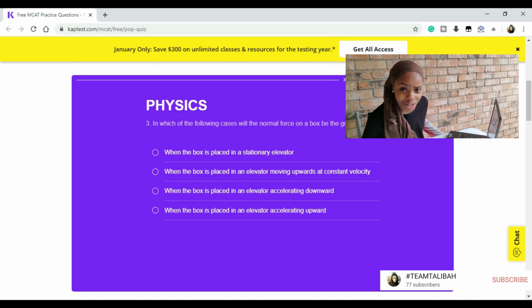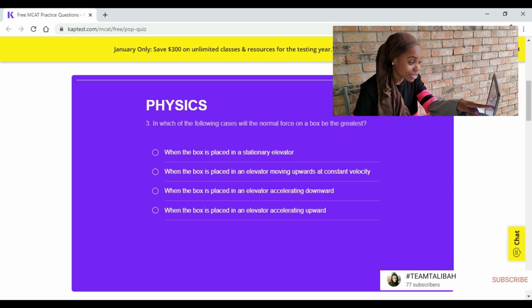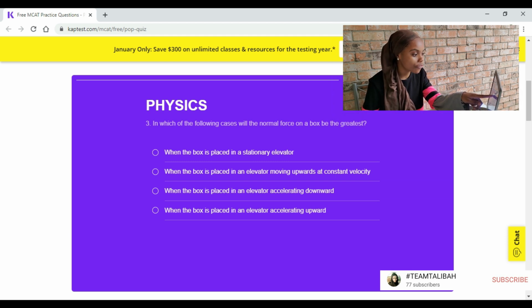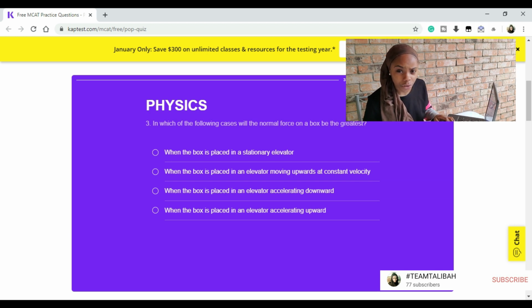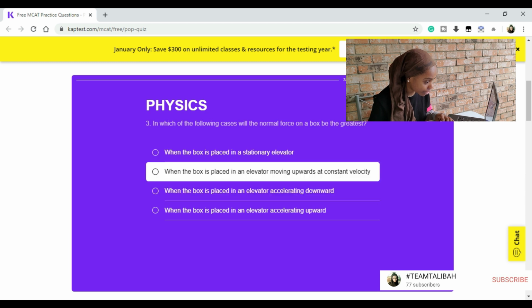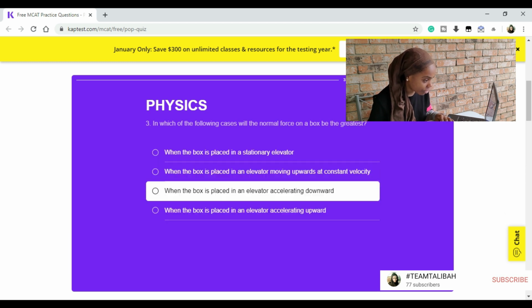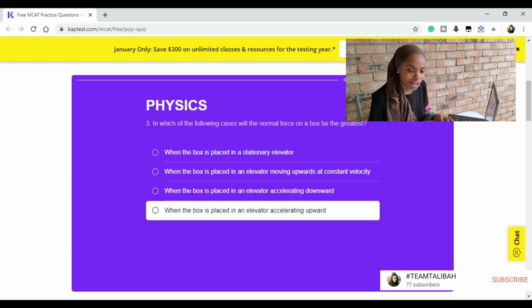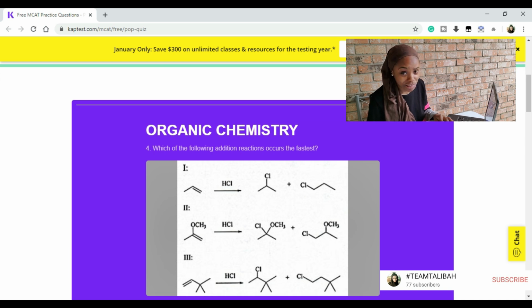Okay, so question 3 talks about normal force, and we just got through learning normal force. Okay, so the question is, in which of the following cases will the normal force on a box be the greatest? But all the forces on y equals 0 and all the forces on x is equal to 0. Let's check it out. Placed in a stationary elevator. When the box is placed in an elevator moving upwards at a constant velocity. When the box is placed in an elevator accelerating downward, or when the box is placed in an elevator accelerating upward. I'm gonna go with D, when the box is placed in an elevator accelerating upward. I don't know if it's right or not.